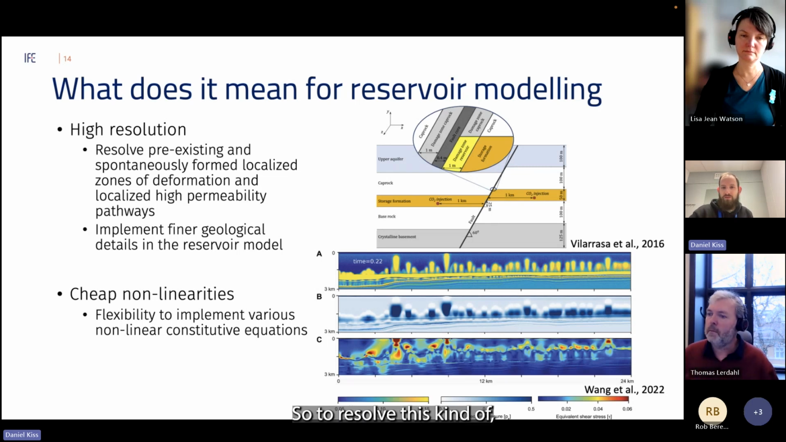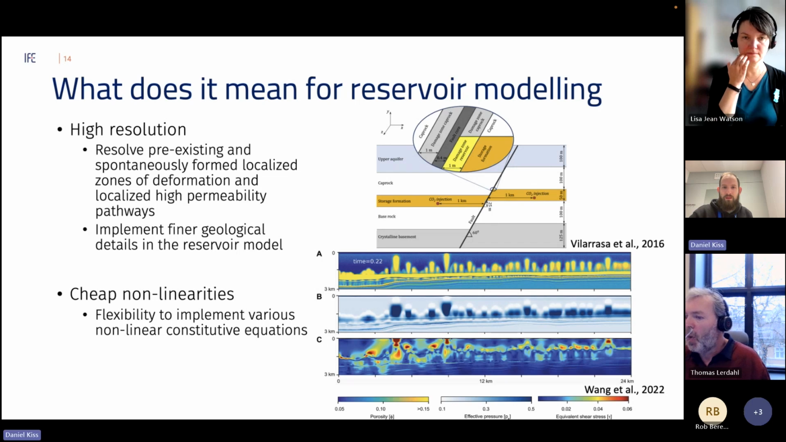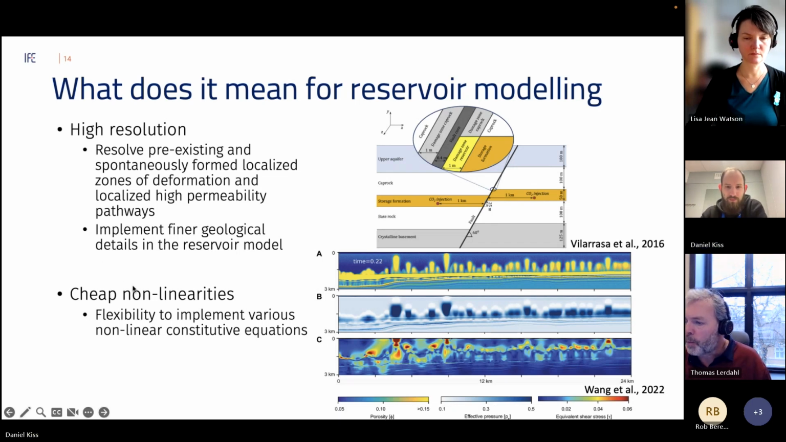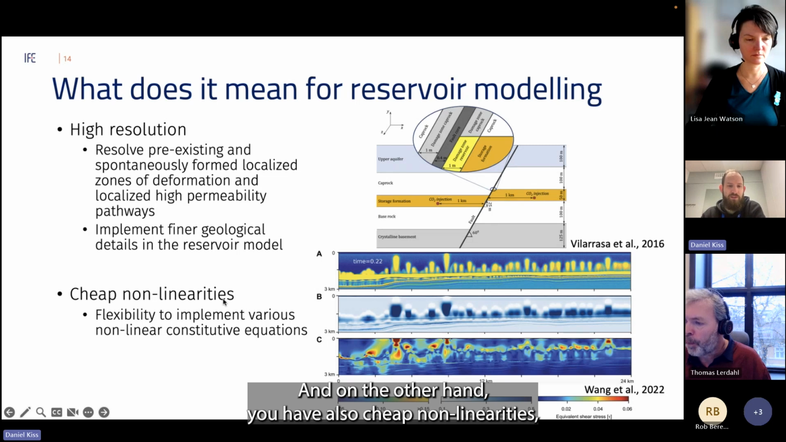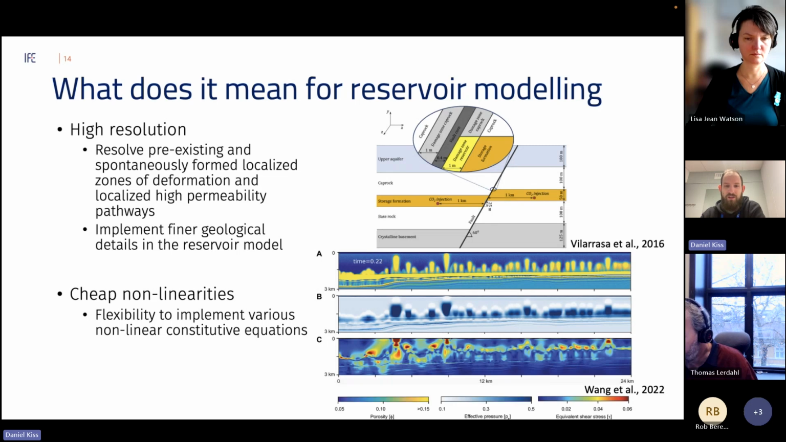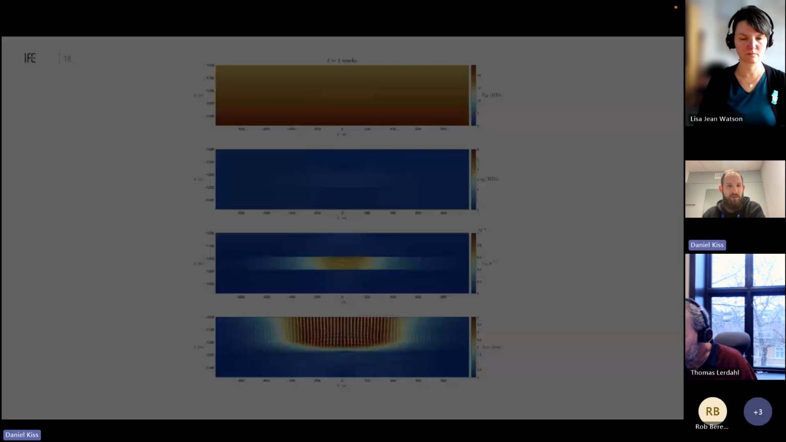So to resolve this kind of heterogeneities, you simply need high resolution. And on the other hand, you also have cheap nonlinearities. So you can afford to change material parameters as a function of, let's say, porosity or accumulated strain, and update these values every single time step.